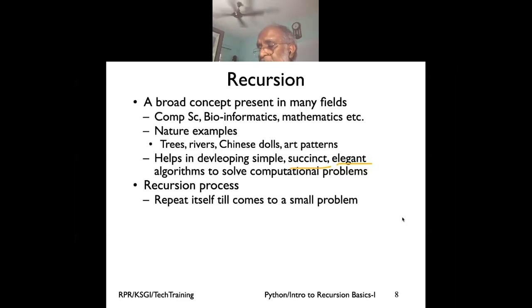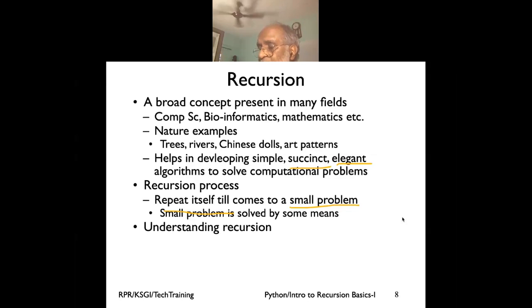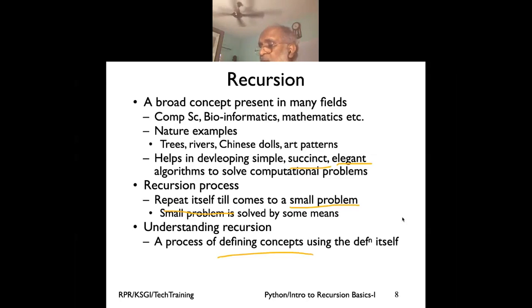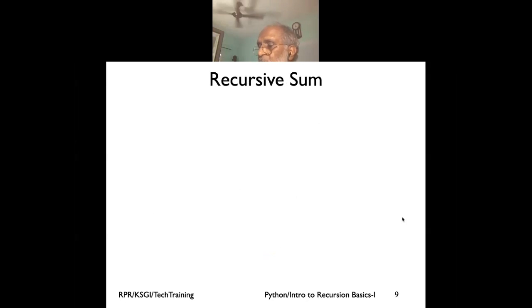Essentially, we are saying keep reducing the problem till it becomes very small, so that you can solve it. You know how to solve that smaller problem. The only challenge is you should understand how to break it into the smaller problem and how to solve it, and then continue. I'll give a few examples. Let's look at recursive sum.